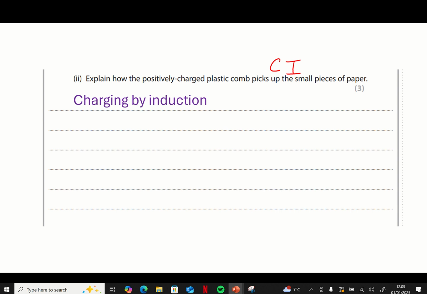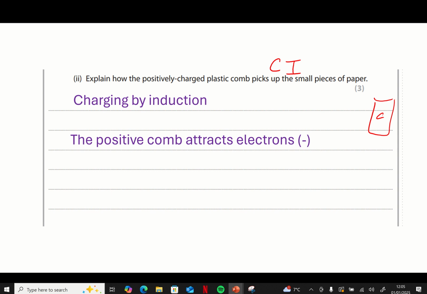So your model answer, this is charging by induction. The positive comb attracts the electrons in the paper. So what we can imagine now is, I'll just draw a blob. There's my comb. There's my paper. We said that this is positive. What this is going to do is move, let's imagine the electrons are equally spread, it's going to move them forwards here. So the front of the paper is going to become negative.